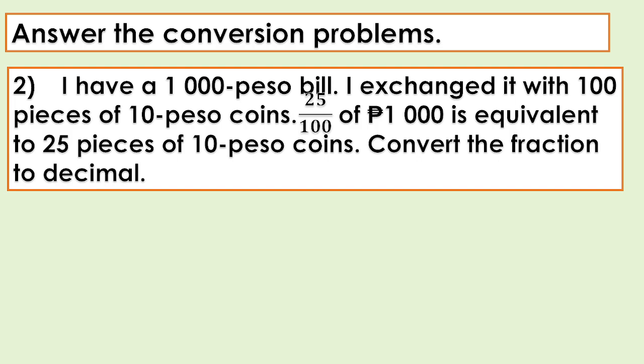Number 2. I have a 1,000 peso bill. I exchange it with 100 pesos of 10 peso coins. 25 hundredths of 1,000 pesos is equivalent to 25 pesos of 10 peso coins. Convert the fraction to decimals. So we have here 25 hundredths.